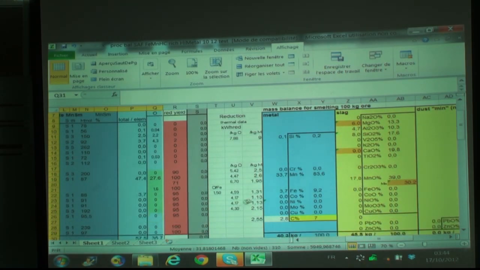And to do that, there is one essential assumption to be made. It is for each element, is it reduced or not? And this is the red column.